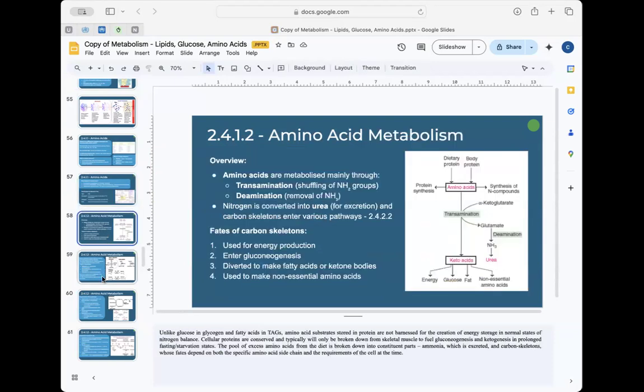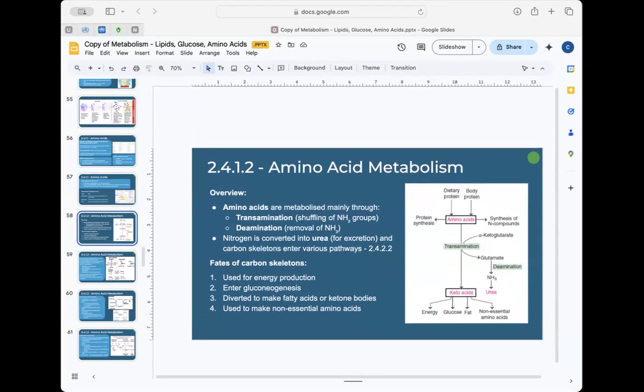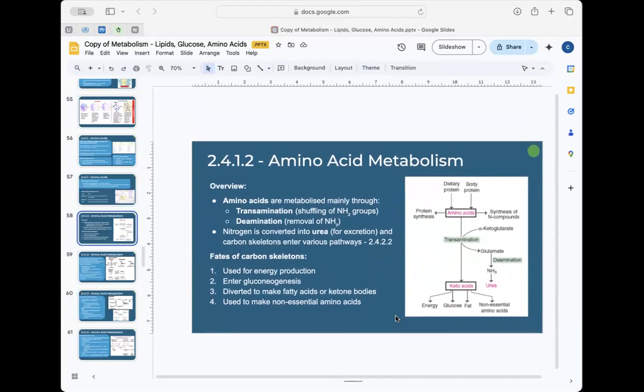Okay, actually rapid fire this time. Amino acids are metabolized mainly through transamination and deamination, and nitrogen is going to be converted into urea for excretion, and carbon skeletons enter various pathways, including these four here.